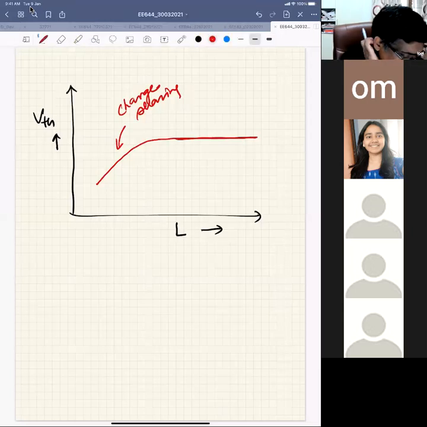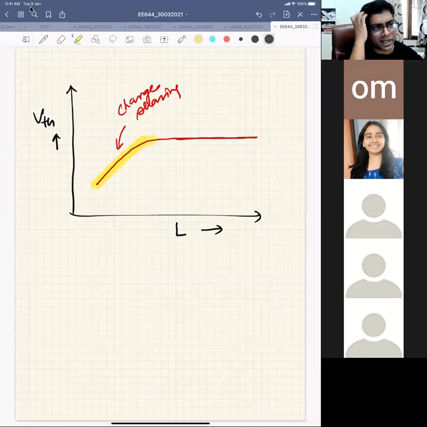Okay. So this is the typical characteristic we see, right? The threshold voltage. What you want is for your threshold voltage to be constant. You don't want your threshold voltage to change with L. But in a transistor, when you reduce the gate length, your threshold voltage will reduce, right? Because of this reduction, this slope part is not desirable, right? Why is it not desirable?